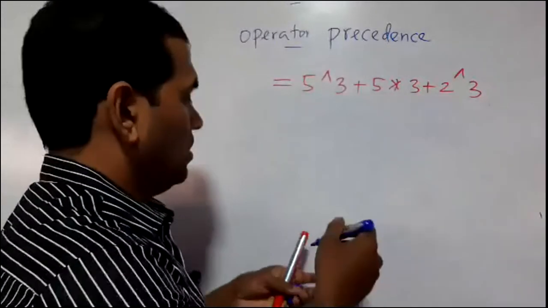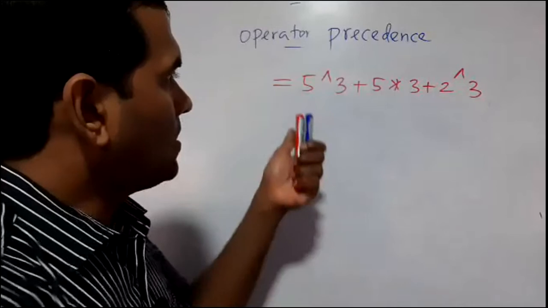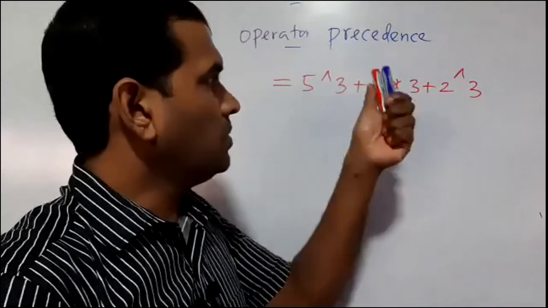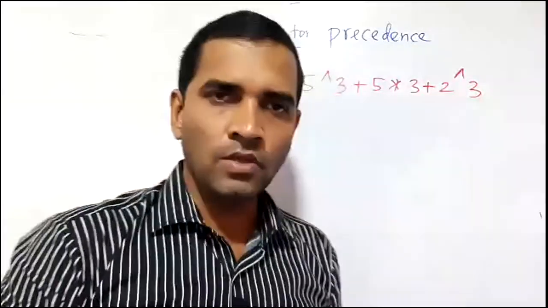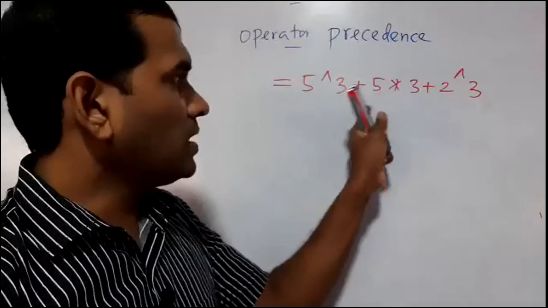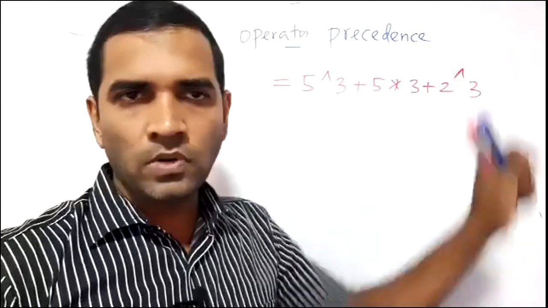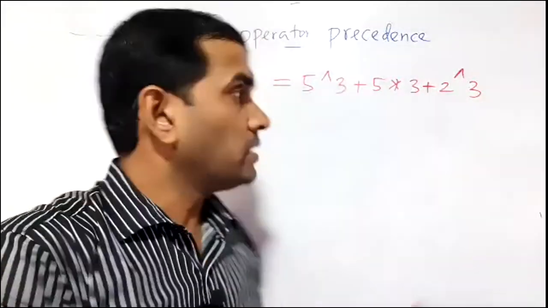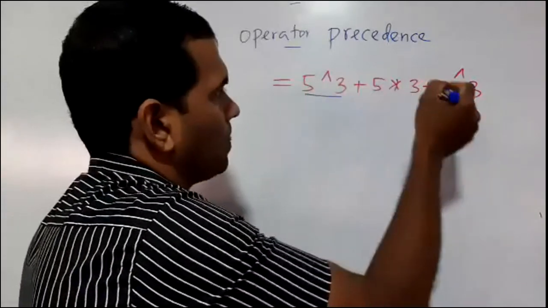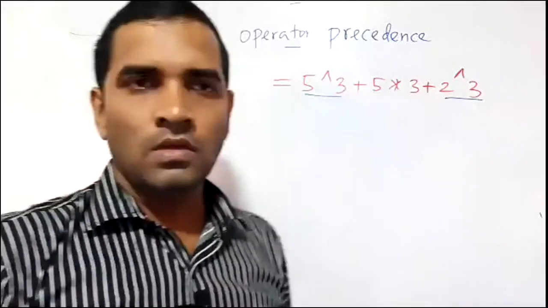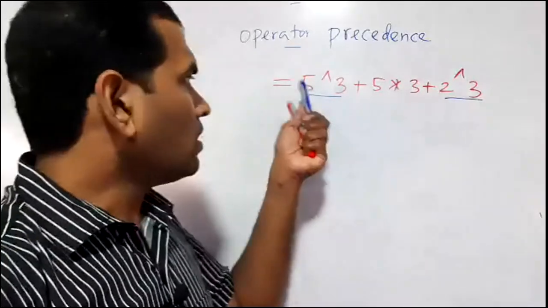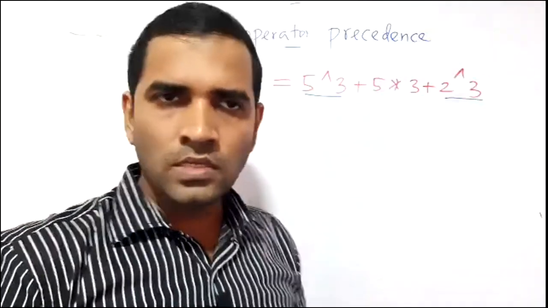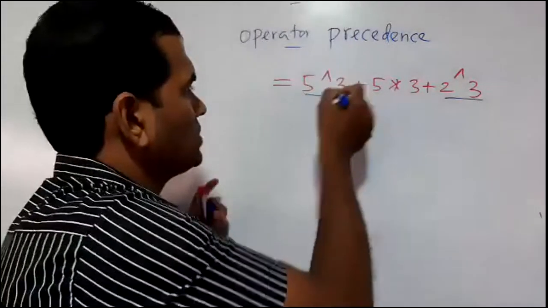Listen. Here you have exponent, plus, and multiplication. These are the three operators, but plus appears twice and exponent also appears twice. First of all, we need to focus on the exponent. You may do any exponent first, it works. Let me try this first.